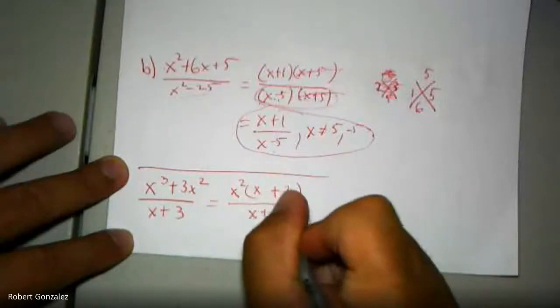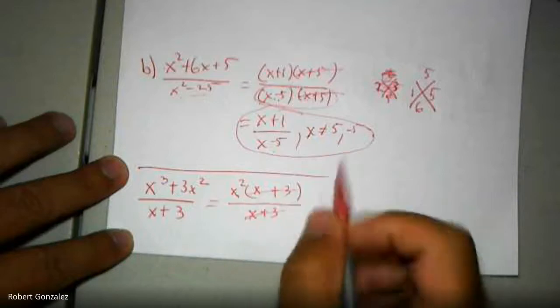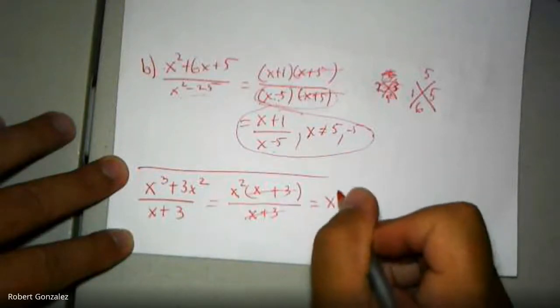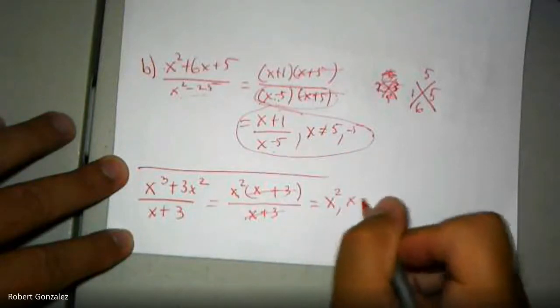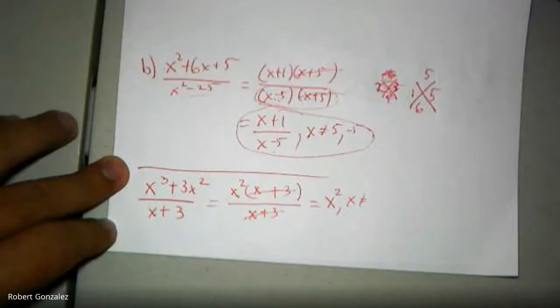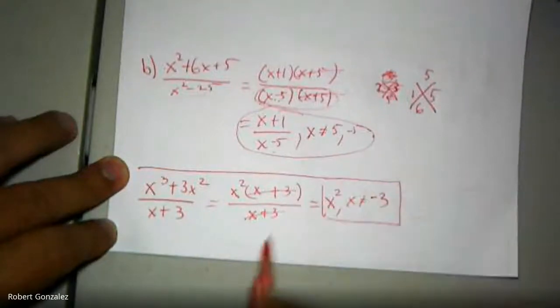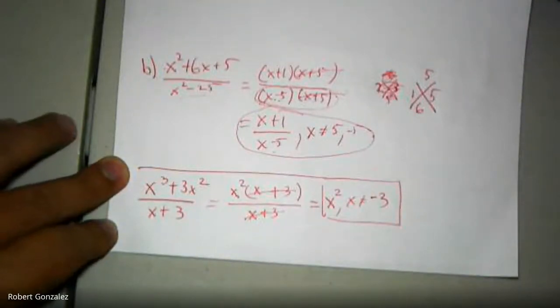You can see they made the problem nice like this so that the x plus 3s would cancel out. Final answer is x squared. What is the excluded value? Anyone? -3. X cannot equal -3 because that's going to make the denominator equal to 0.